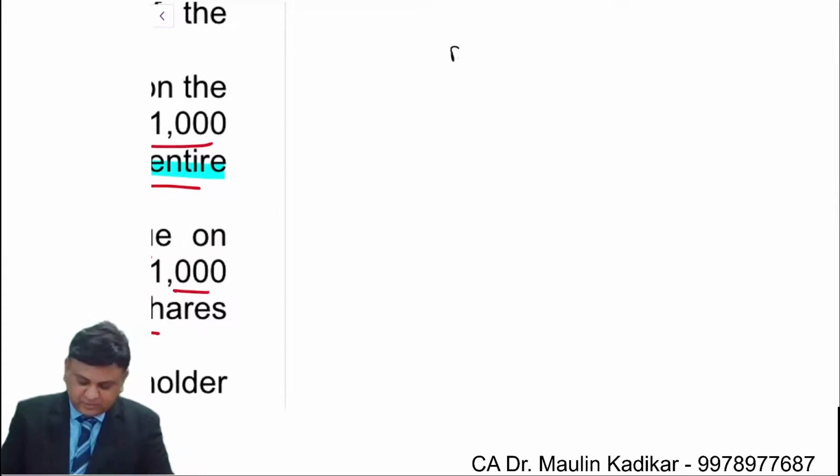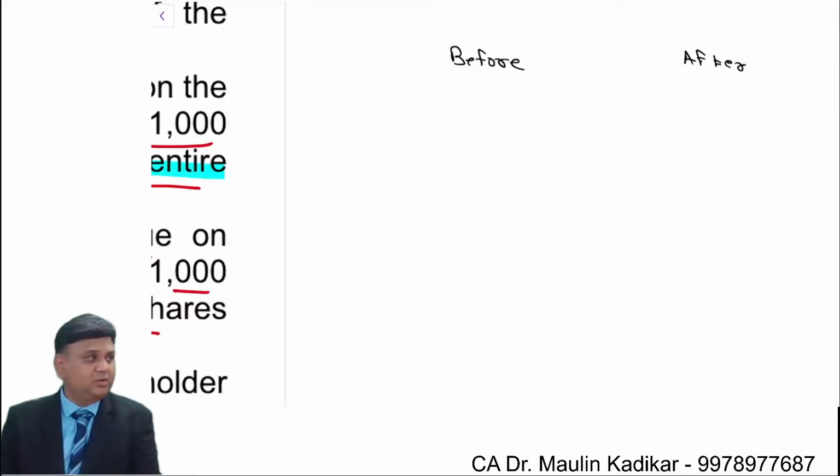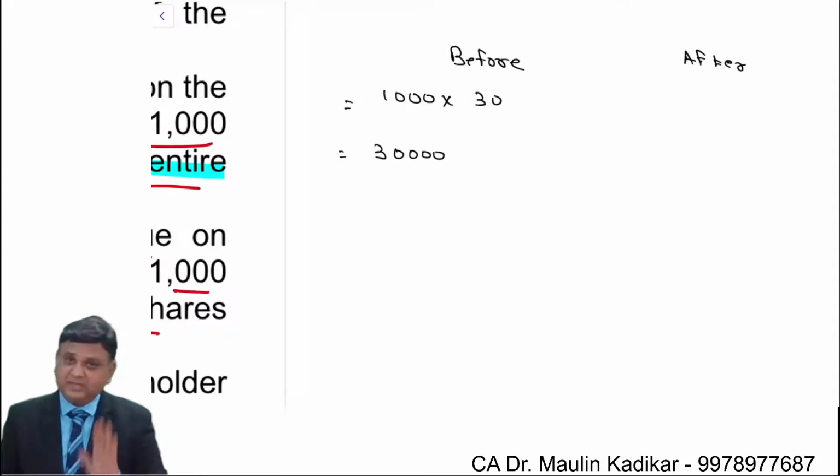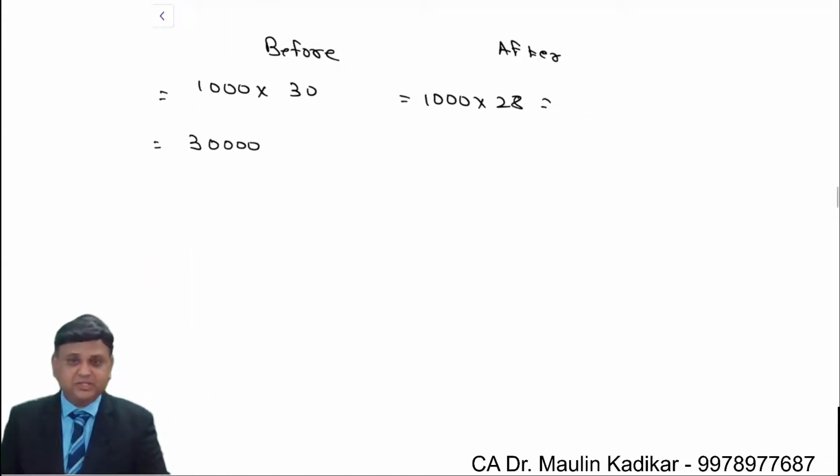We understand that the before and after, that is before right issue and after right issue. Before right issue holding 1000 shares. And what is the market price of the share? 30. So what is the market value, friends? Market value would be 30,000. After right issue, what will happen? Listen carefully what I am going to speak. Suppose I was holding 1000 shares, still I am holding 1000 shares, and the price of those 1000 shares is rupees 28, so it is 28,000.